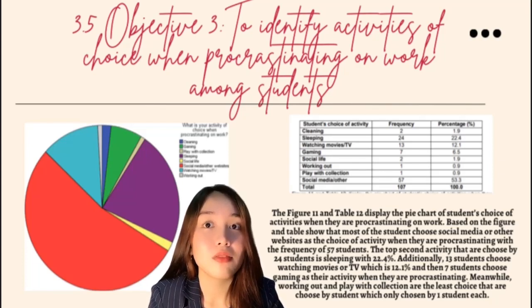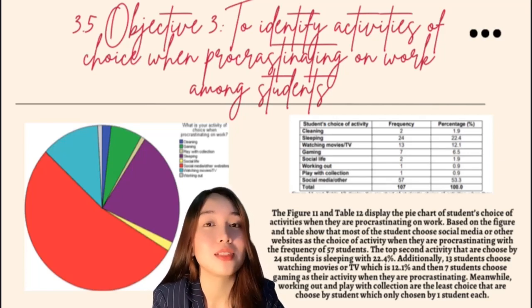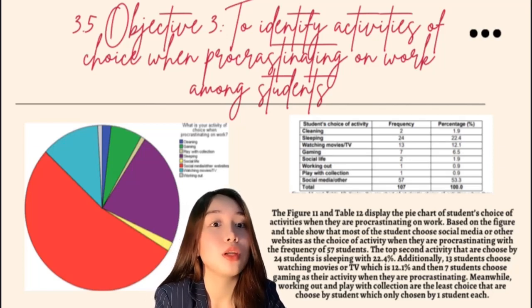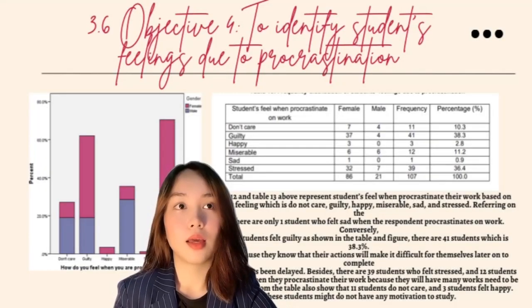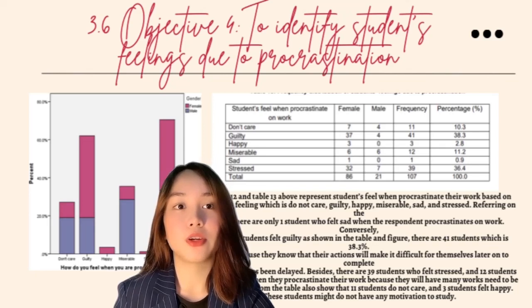The second top activity, chosen by 24 students, is sleeping, which is 22.4%. Additionally, 13 students chose watching movies or TV, which is 12.1%. And lastly, 7 students chose gaming as their activity when they are procrastinating. Meanwhile, working out and playing with their collection are the least chosen, by only 1 student each. Next, Objective 4 will be talking about students feeling guilty about procrastination.